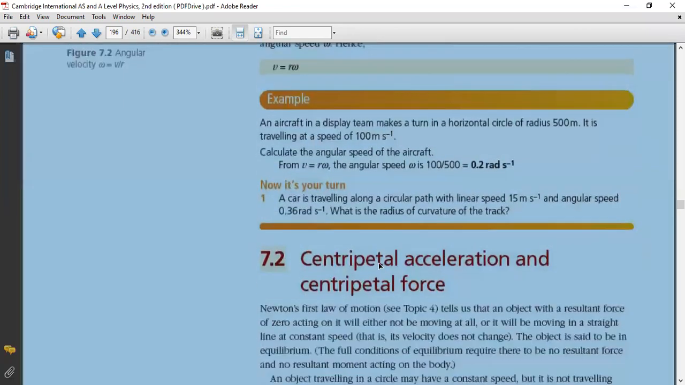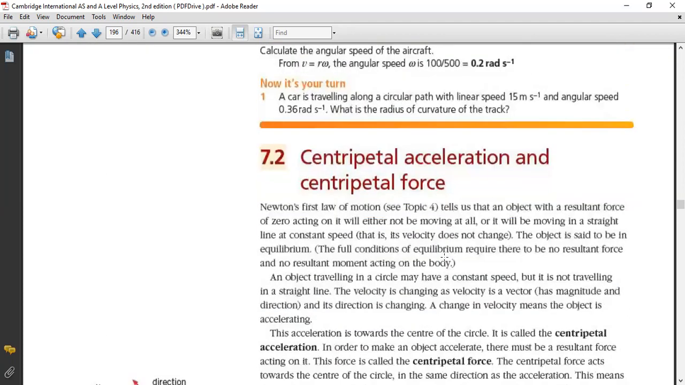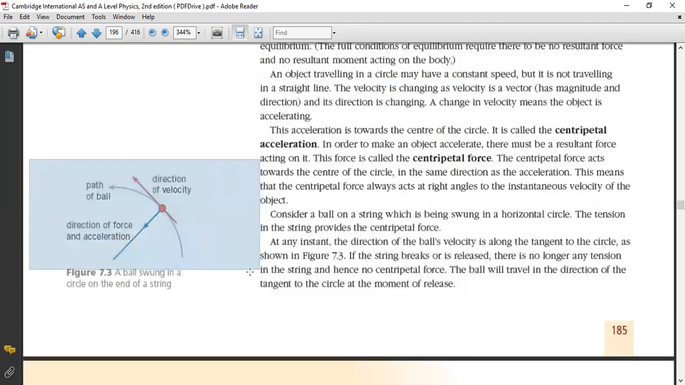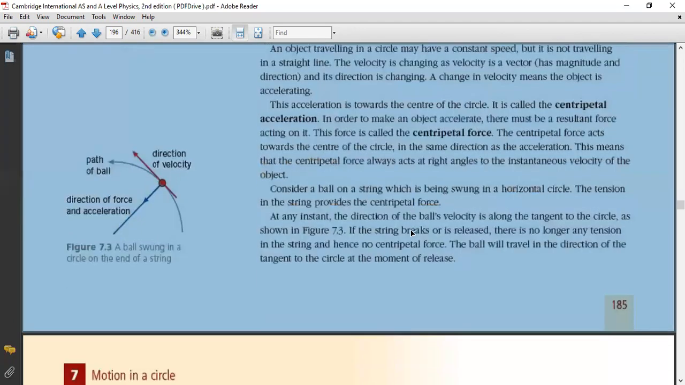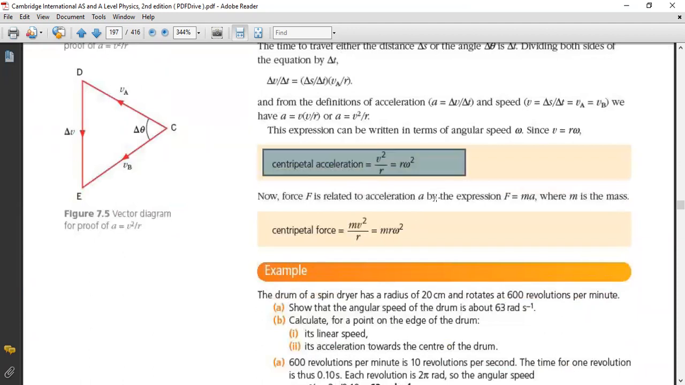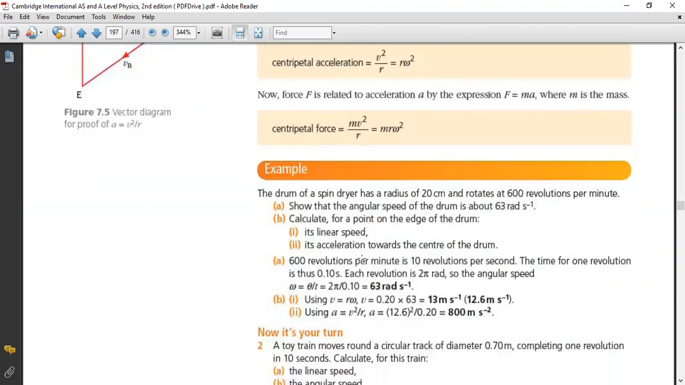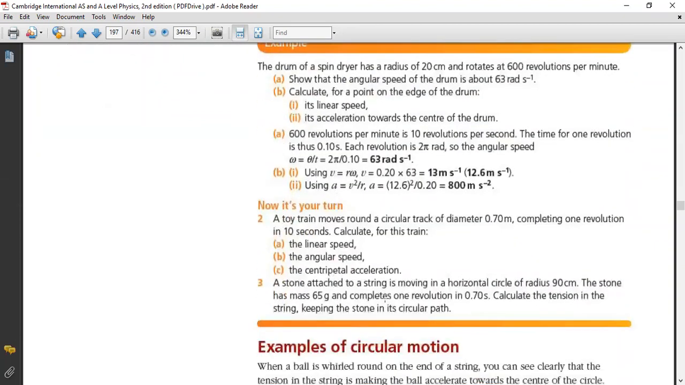After that, we have the centripetal acceleration and centripetal force. I told you what the centripetal acceleration is, and the whole topic, what the types of acceleration are. In that there is centripetal acceleration and centripetal force. You can see we have discussed this in detail. Centripetal acceleration is this, centripetal force is this, and we have solved all these questions already. This question right now I have solved.